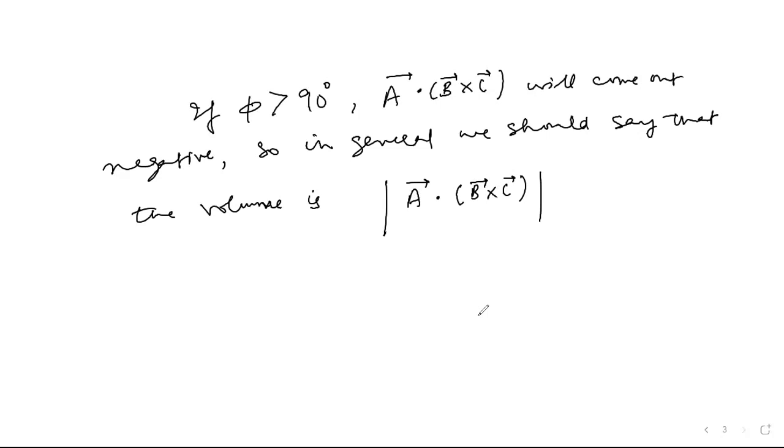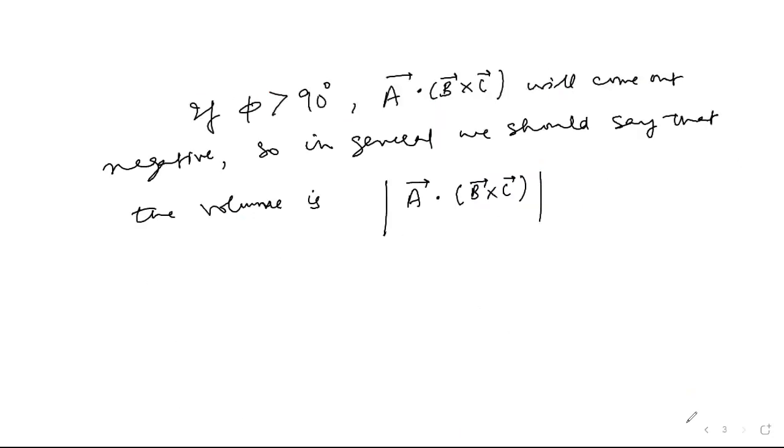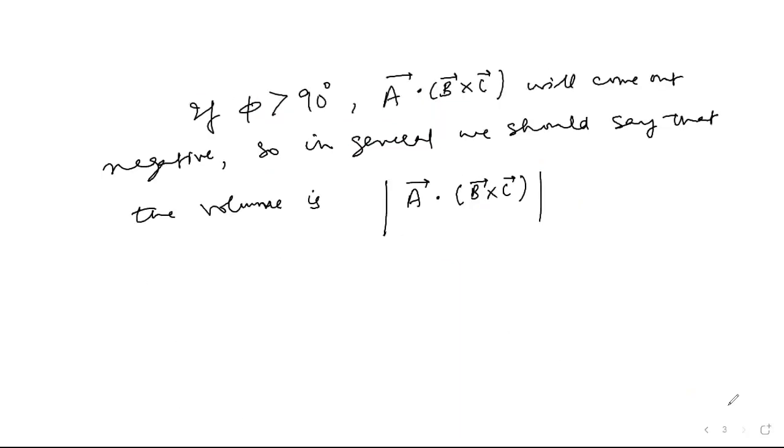What is the conclusion? Conclusion is, if I construct a triple scalar product A dot B cross C, then geometrically the volume, it is actually the magnitude of it, that's the absolute value of it, is representing the volume of a parallelepiped formed by these three vectors A, B, and C as intersecting edges of that parallelepiped. This is the geometrical interpretation.